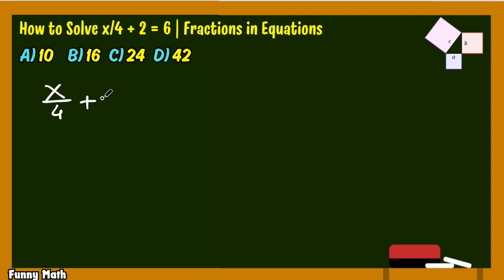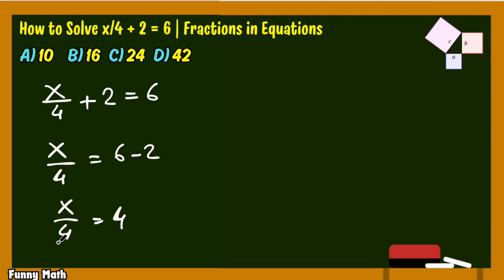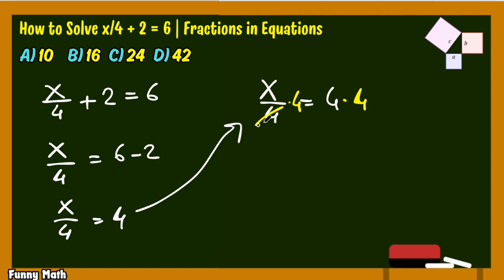First, let's write our equation. Plus 2 goes across as negative 2. X divided by 4 equals 6 minus 2. X divided by 4 equals 4. Here we multiply both sides by 4. X equals 16. Did you get it right?